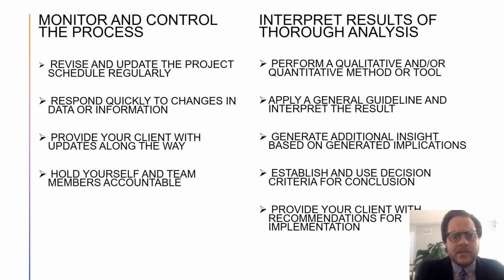You want to make sure that you're establishing and using decision criteria for your conclusion. So again, it might not be good enough that a project has a net present value that's positive. It might also need to have an IRR of at least 15%. That way, you're establishing clear criteria to help you analyze whether your final project should be recommended to your client, or to help provide very clear direction to your client as to what your recommendation is.